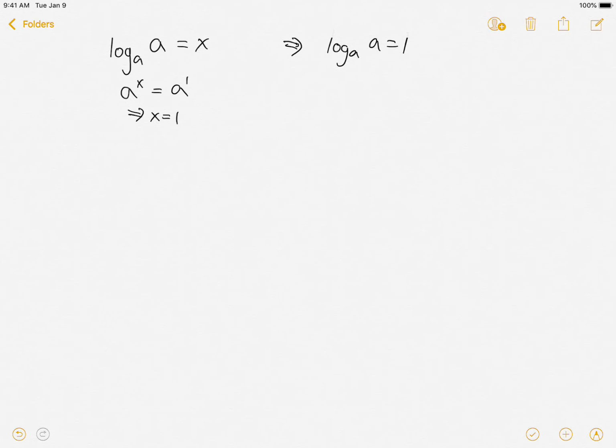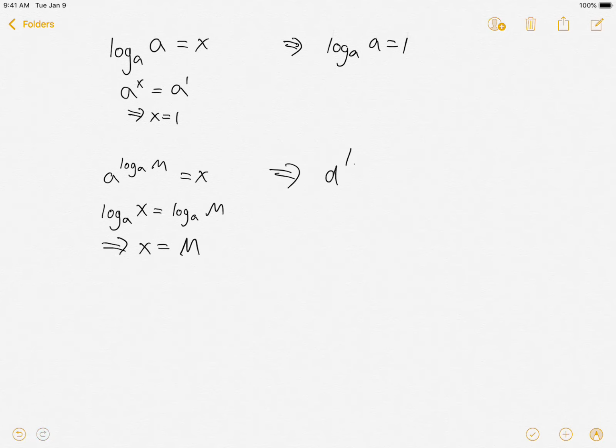Okay, another property. If you have a to the log base a of m, if I throw in some x and convert it to log form, that's log base a of x equals the exponent log base a of m, and there you can see that x equals m. So that tells me that a to the log base a of m equals m. So basically the a raised to the power of log base a cancel each other out.